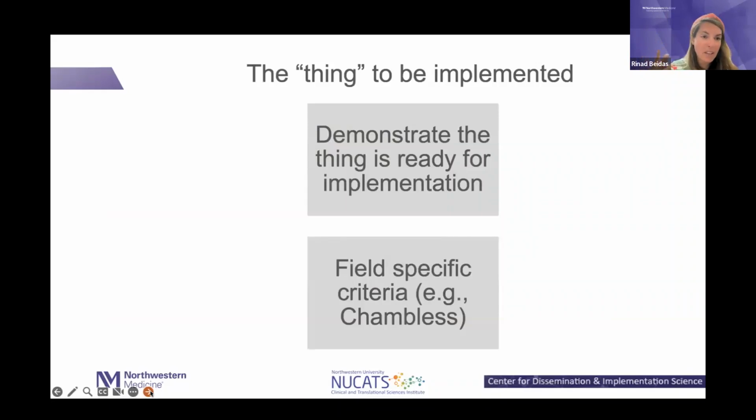Second, the thing that you want to be implementing, you want to demonstrate that that thing is ready for implementation. Now, there are field-specific criteria. In some fields, it's very difficult to do large-scale RCTs, and there are other types of criteria that are used to justify that practice change is needed. In the case of mental health, we like to see two randomized controlled trials done by two separate teams. That's what we call the Chambless criteria. But you basically need to be able to justify that the thing is ready for implementation, and that we should be spending our efforts on implementing the thing.